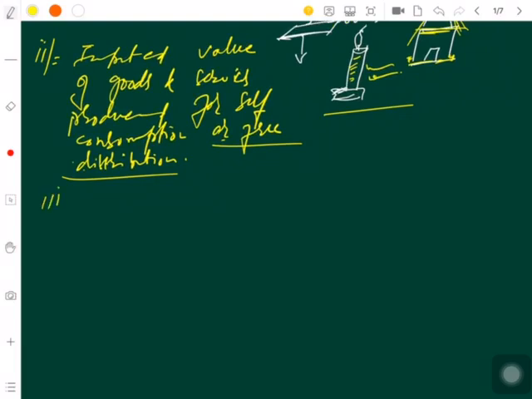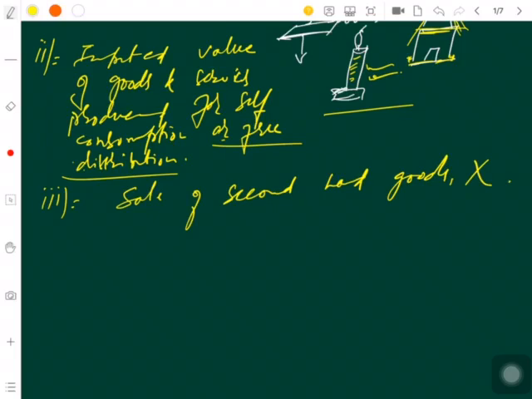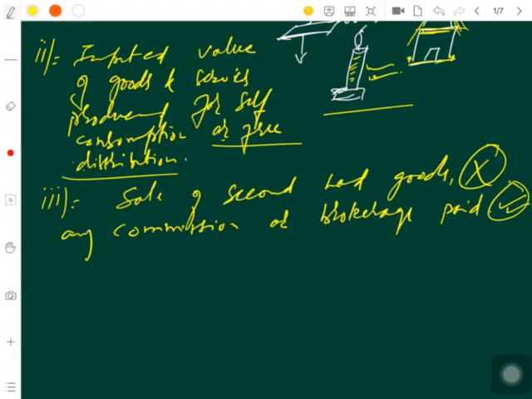The third precaution we must take is that sale of secondhand goods is not to be calculated, because it is not fresh production, and we cannot put it in the current production scenario. Sale of second-hand goods is not to be calculated, while any commission or brokerage paid on the sale and the purchase of this second-hand good is to be calculated.